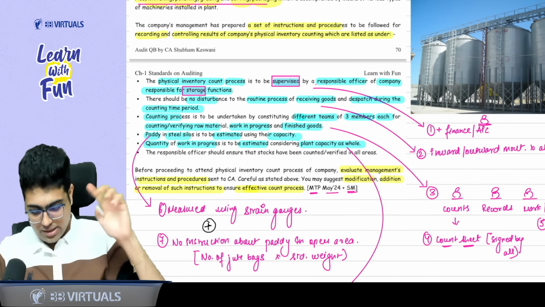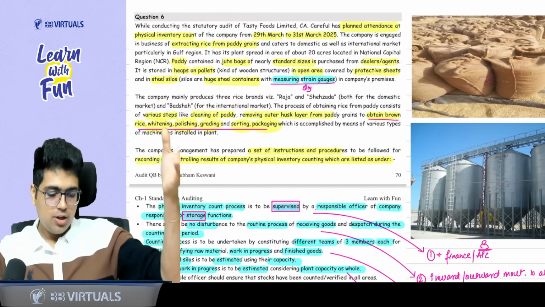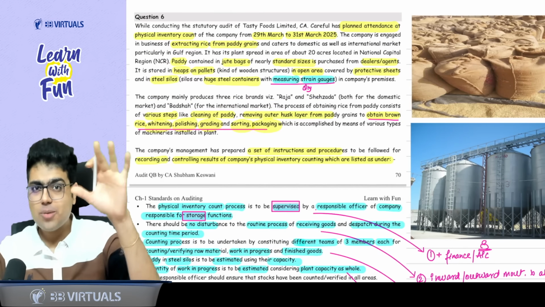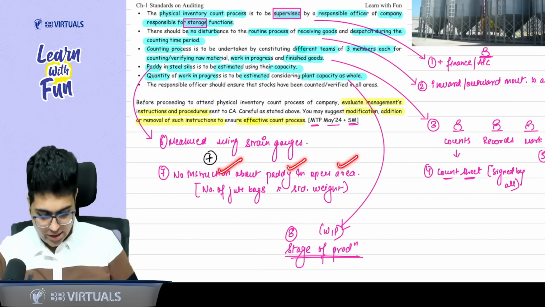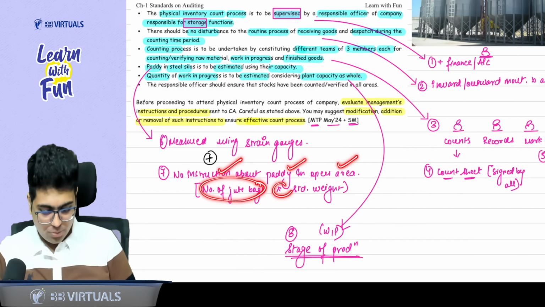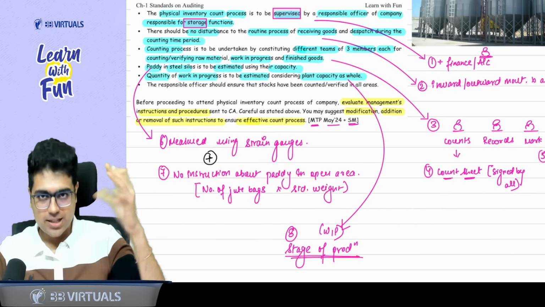Sorry, huh? They are talking about the steel silos. What about the inventory in the jute bags? There is no instruction about the jute bag. So mention here, no instruction about the paddy in the open area. So the number of jute bags should be multiplied by their standard weight to calculate the inventory in the jute bag.